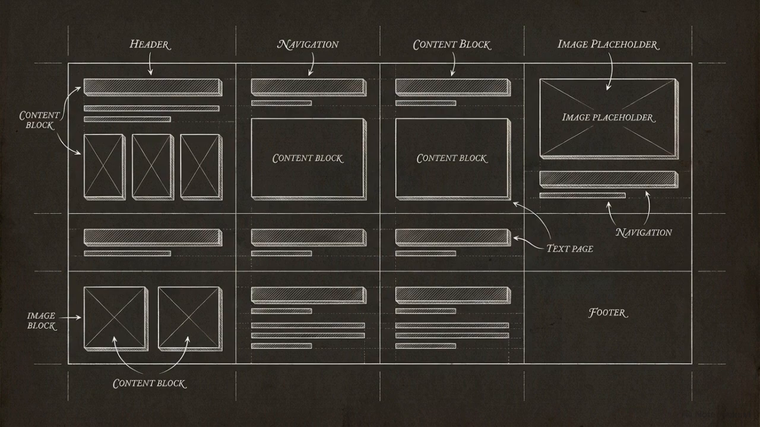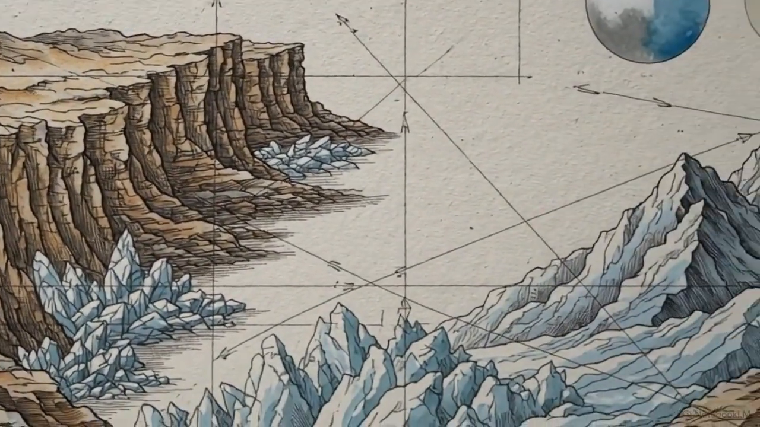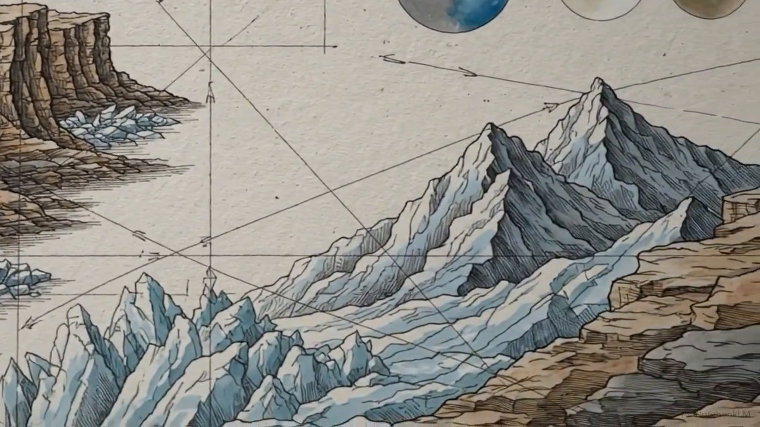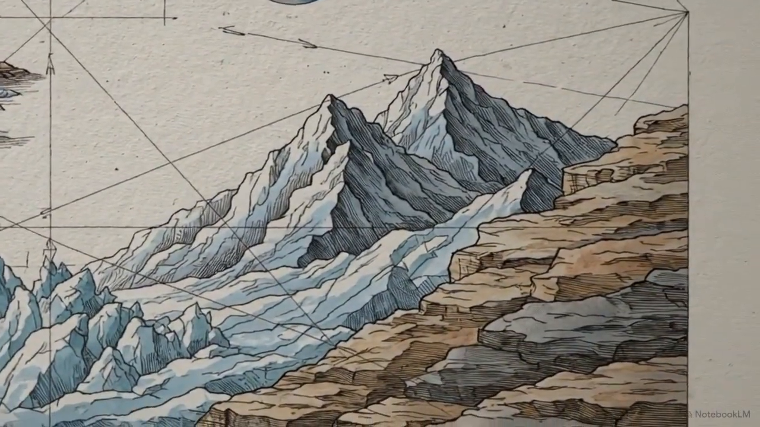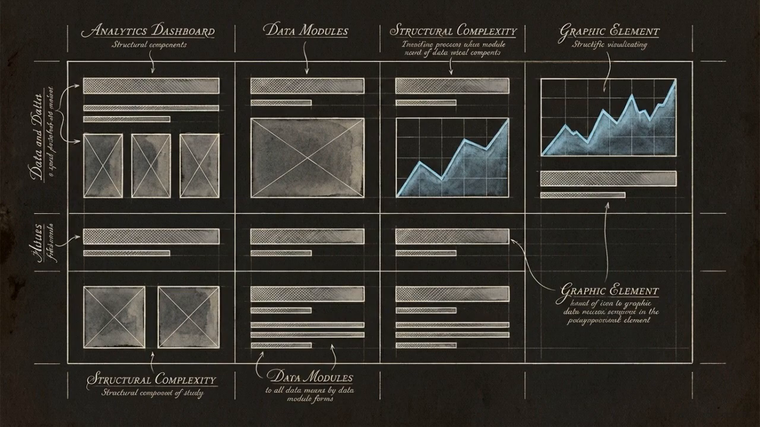Transforming a sterile wireframe into a professional interface often starts with a search for the right color palette. But instead of picking colors at random, we can look to the balanced proportions of a rugged mountain landscape for a structural blueprint. In this walkthrough, we are going to extract 5 specific colors from an alpine environment to build a high-contrast interface for a data analytics platform.